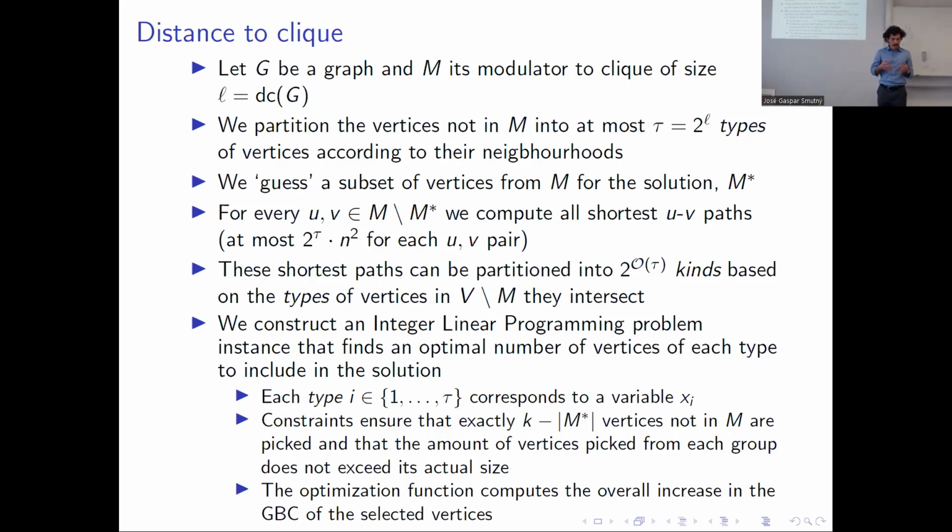And I say guess because we are going to try a lot of guesses until we arrive either at a yes instance or until we deplete all guesses and then say it's a no instance. But we just say, okay, I pick these vertices from M. These are going to be in the solution. And then we only need to consider vertices not in M as to whether they will be on the solution or not.